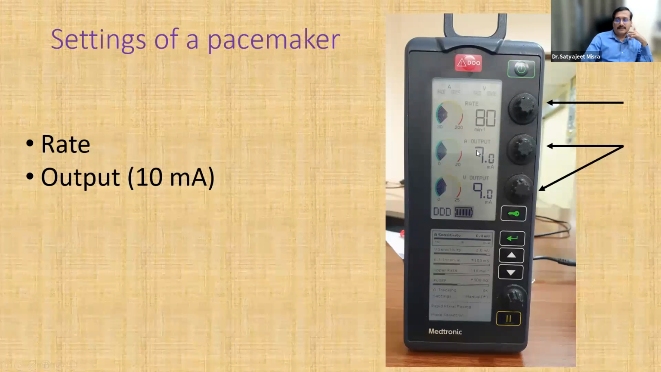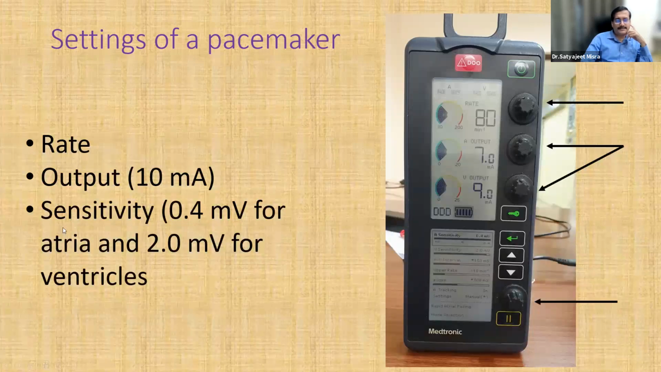So it's always a good idea to try and find what's the minimum current that's required to generate a QRS or a P wave in the event there is no de novo myocardial activity. Then the third knob is the sensitivity.